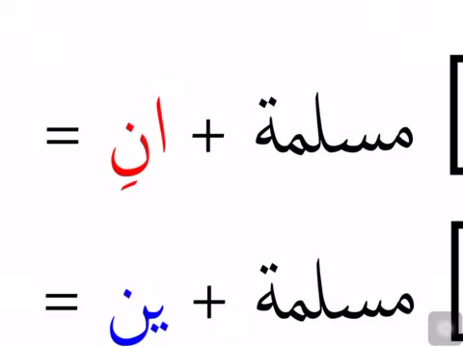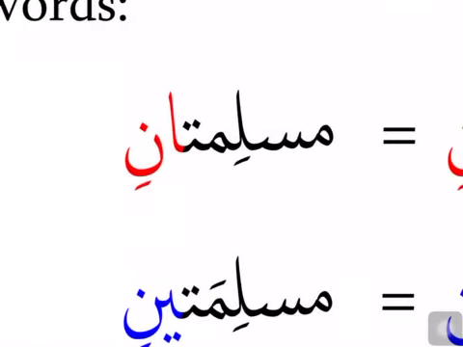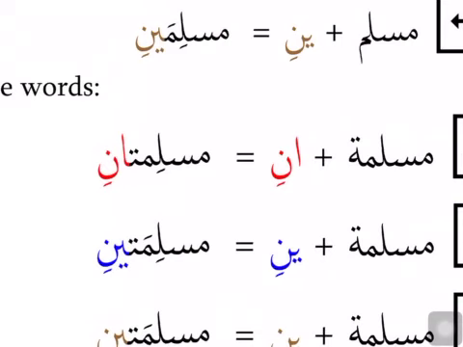Ta marbuta can only come at the end of an ism, it can only be the last letter. If you need to add something after this letter, you cannot leave it as ta marbuta. You will have to use the other version, the open, the maftuha version. So you see here, muslimatani. This ta is not ta marbuta anymore, it's the open ta. That's what happened because we added something after the ta marbuta. You cannot leave a ta marbuta in the middle, it can only come at the end, so you make it the open version.